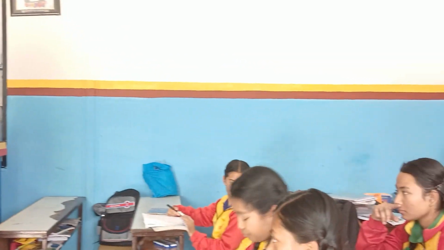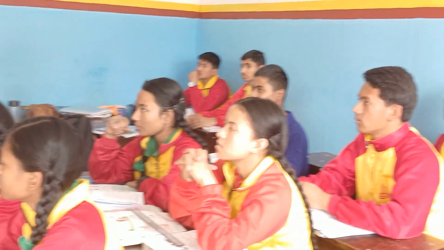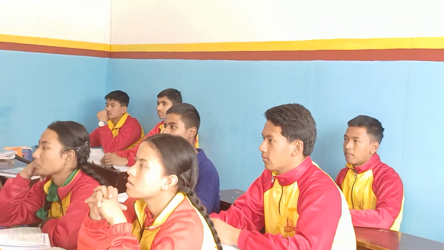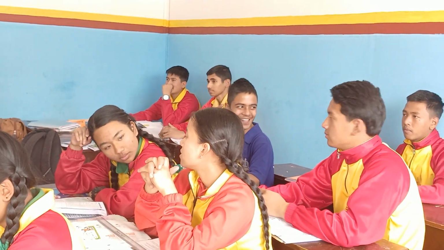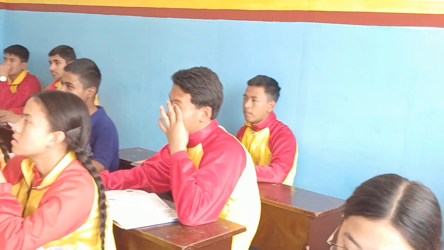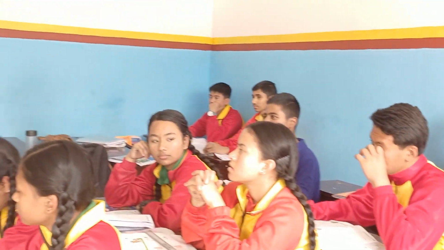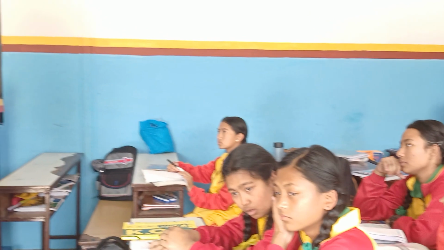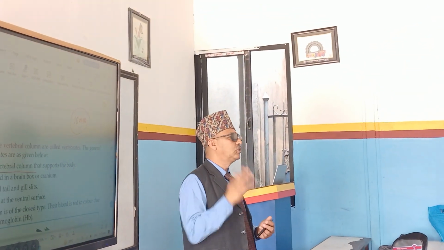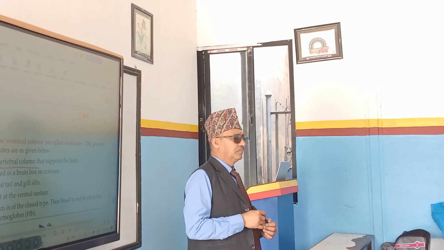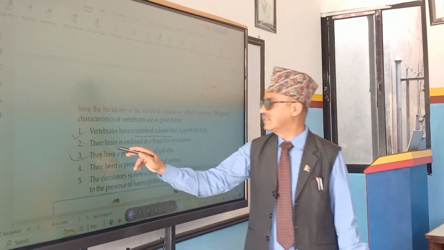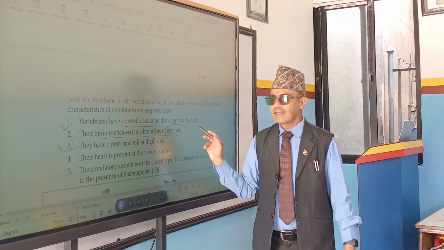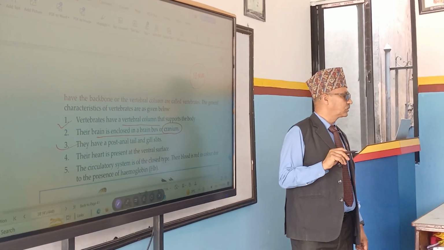But you have seen the tail of dog. How long is it? Tail of langur is even longer, isn't it? But the tail of elephant is very small. Yes or no? But tail of cow is a bit long. And the brain is located inside the cranium or brain box.